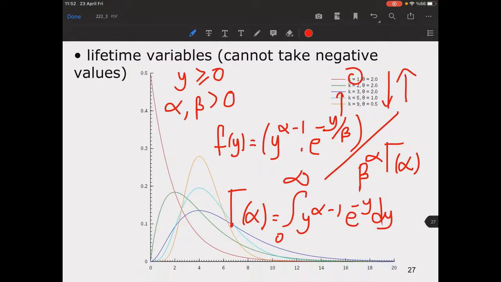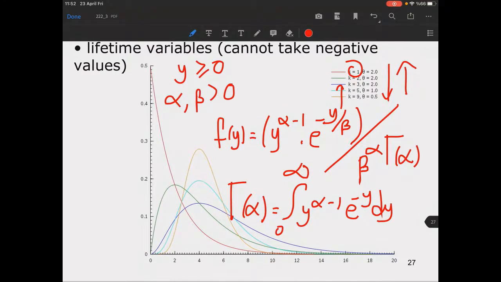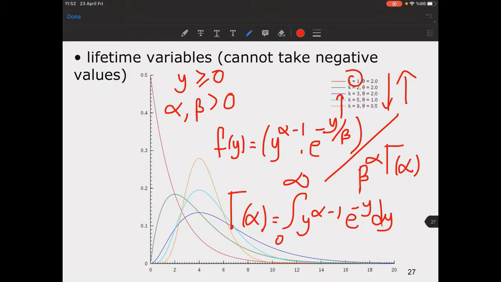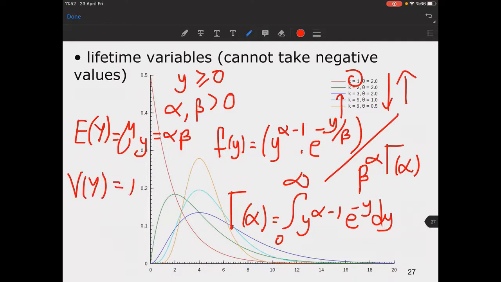But of course, it is coming from those formulas, but we're not going into detail. The expected value or the mean of this gamma distribution is alpha times beta, and the variance of y, which is your standard deviation squared, is alpha times beta squared here.